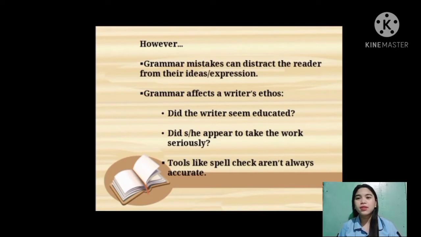If the writer neglected to proofread his or her writing, it affects their ethos. The reader may assume that the writer is uneducated and therefore not worth reading. Did he or she appear to take the work seriously? Or the reader may assume that the writer did not care enough about what he or she was saying to really polish it for an audience. A large part of a writer's ethos comes simply from his or her willingness to polish words and ideas. If it looks like the writer did not care about what he or she was saying, then why should the reader?